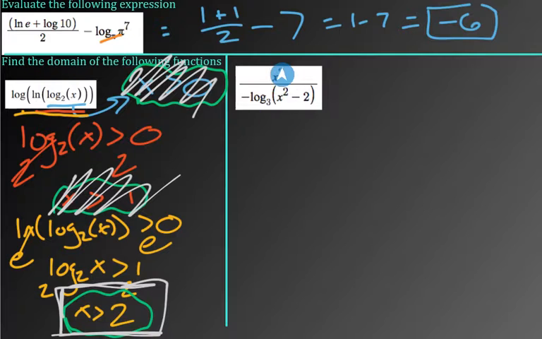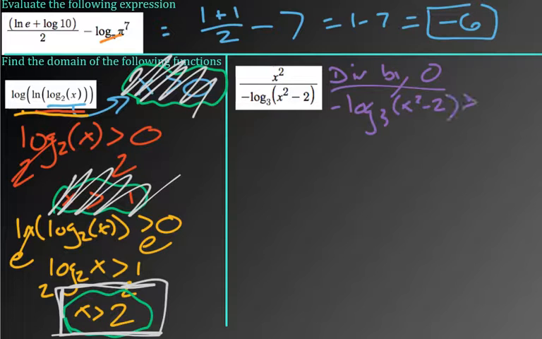All right, same kind of stuff here, except there's a fraction, right? And if you have a fraction, you don't want to divide by 0. So we'll have to deal with that at some point, right? Nothing wrong with the x squared on top. That's perfectly fine, right? Let's actually just start with the dividing by 0. So we don't want to ever divide by 0, right? So we want negative log base 3 of x squared minus 2 to be not equal to 0, right?